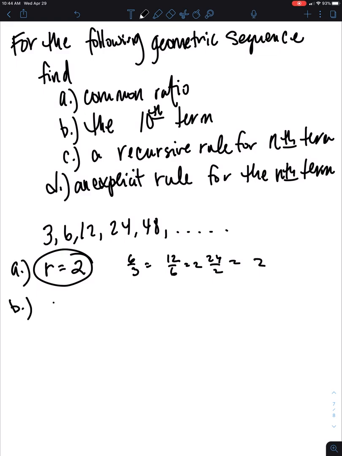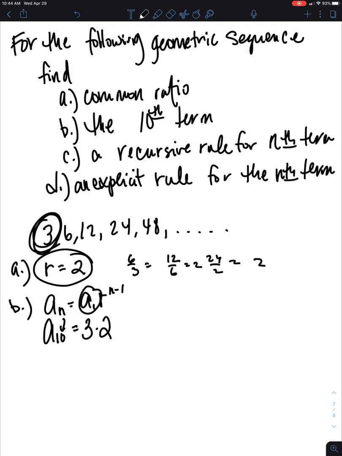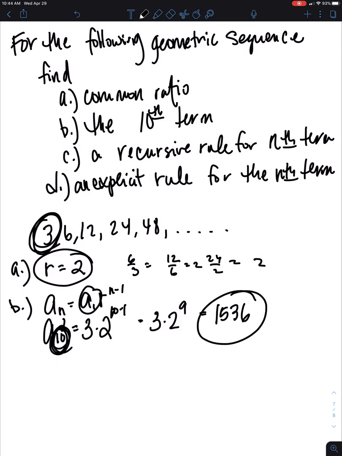B, we find the 10th term. So we're going to use a_n equals a_1 times r^(n-1). Okay, so we know all this. So we want to find a_10, so what's in here is 10. a_1, we already know what a_1 is. This is the first term, so 3. Our ratio is 2. And then n, remember this is n, 10 minus 1. So this is going to be 3 times 2 to the 9th power. I do my calculator. Remember to do exponents first, then multiplication. And it's going to give me 1536. That's going to be my answer.